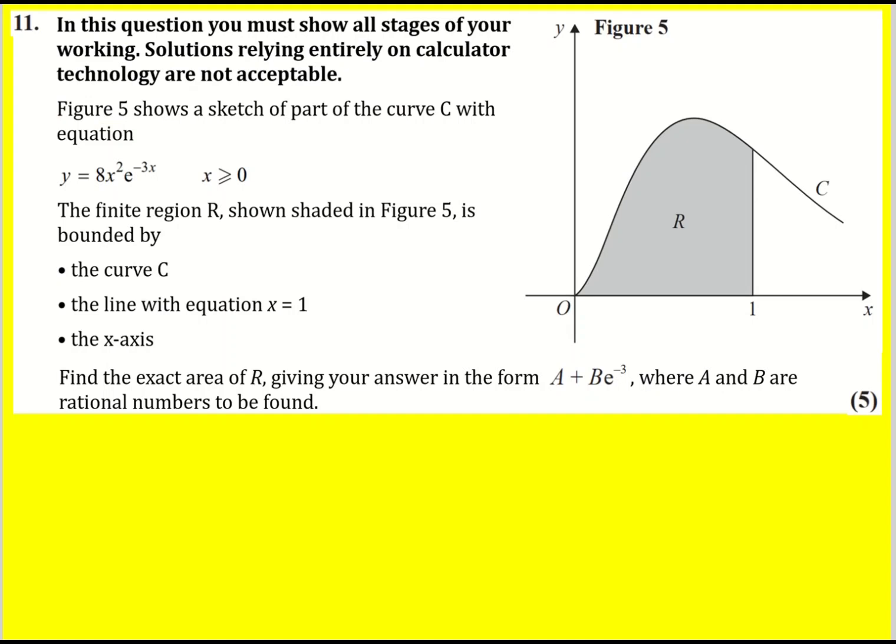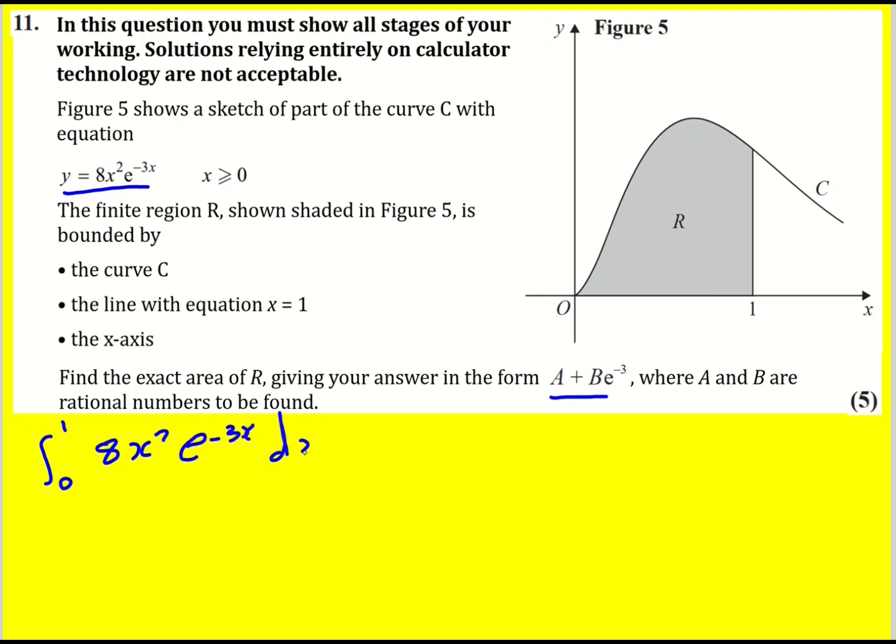Figure 5 shows a sketch of part of the curve C with this equation, and the finite region R is bounded by the curve, the line with equation x equals 1 and the x-axis. We're asked to find the exact area of R, giving our answer in this form, where a and b are rational numbers. So we want to find the integral from 0 to 1 of 8x squared e to the minus 3x.